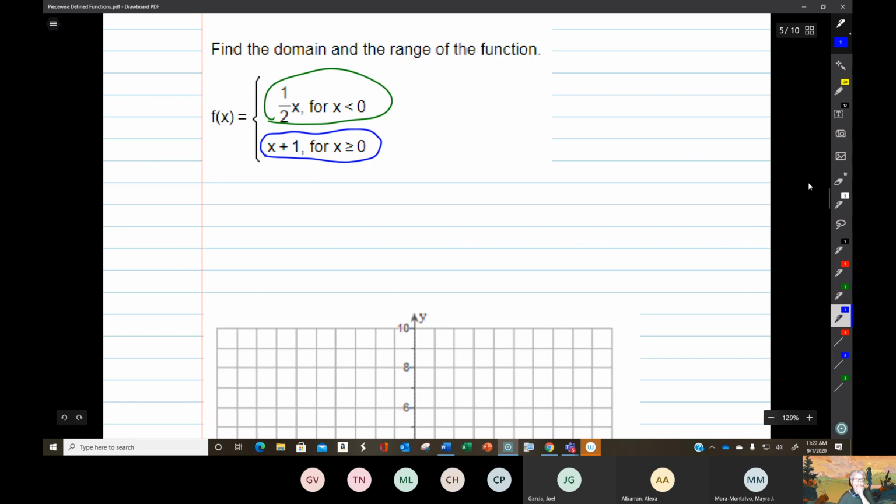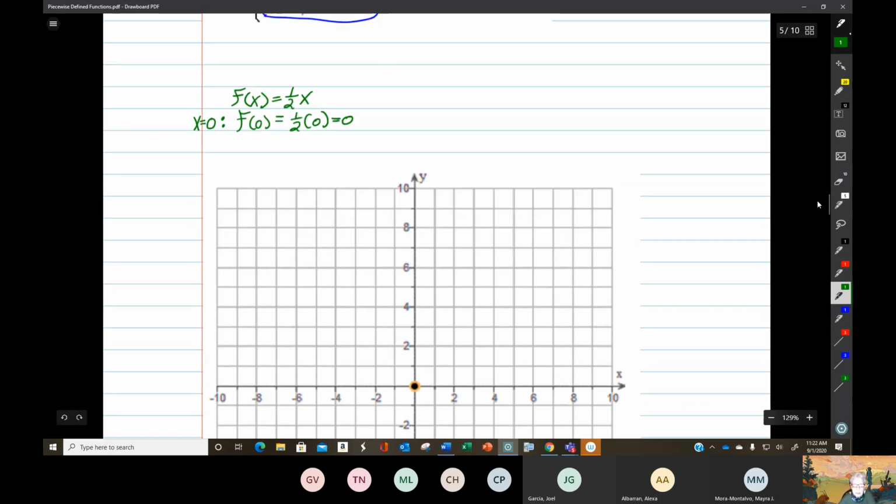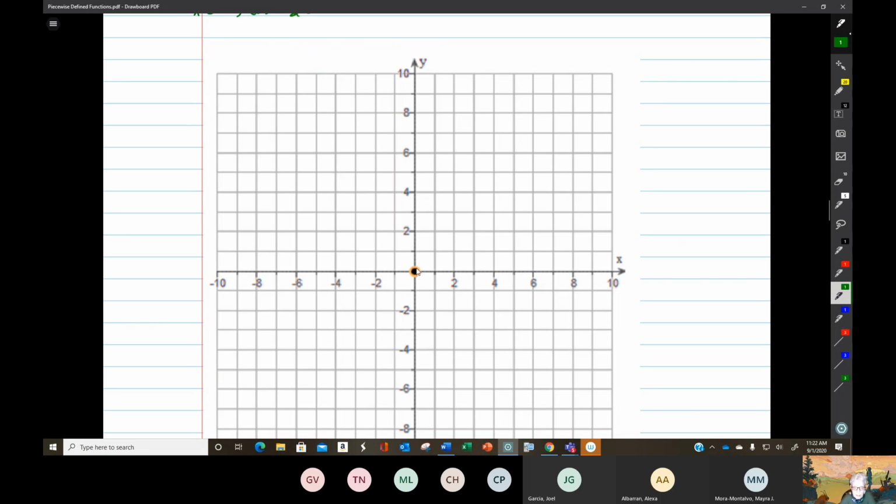Okay, so we're going to find f of x equals 1/2 x. All right, and x is not allowed to equal 0, but if x could equal 0, what is 1/2 times 0? It's 0, right? So at the very center, which is automatically colored in, doggone it, we're going to make an open circle. Maybe I should have put a red line, but oh well.